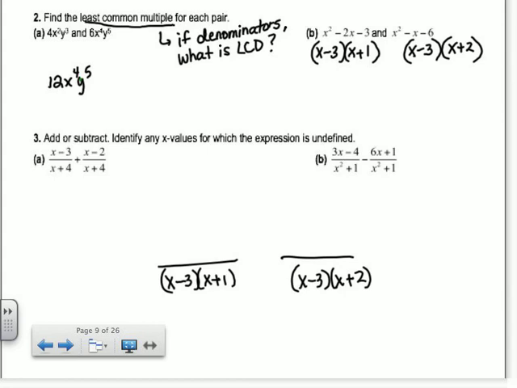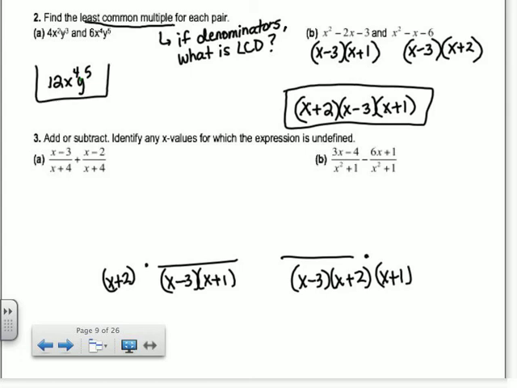They both already have the x minus 3. What is the one on the left missing? x plus 2, right? So you'd multiply by x plus 2 over x plus 2. What is the one on the right missing? x plus 1. So your least common denominator should be x plus 2 times x minus 3 times x plus 1. Okay, that's the least common multiple. Does that make sense? So you're basically saying, what are you missing?